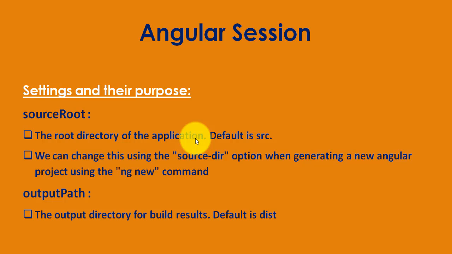What are the settings and their purpose? The first setting is sourceRoot, the root directory of the application; the default is src. We can change this using the source-dir option when generating a new Angular project using the ng new command. The second setting is outputPath, and its purpose is the output directory of build results; the default is dist.